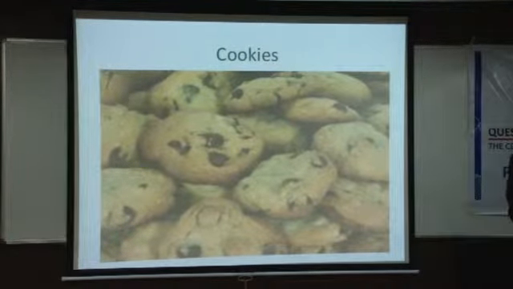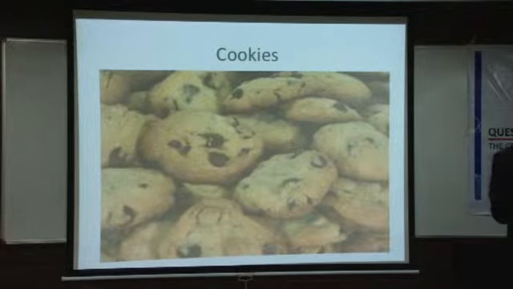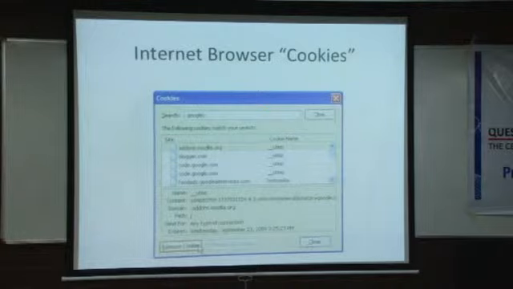Who here likes cookies? I only saw half the hands. I guess the other half of you don't like cookies. So, yeah, okay, fair enough.